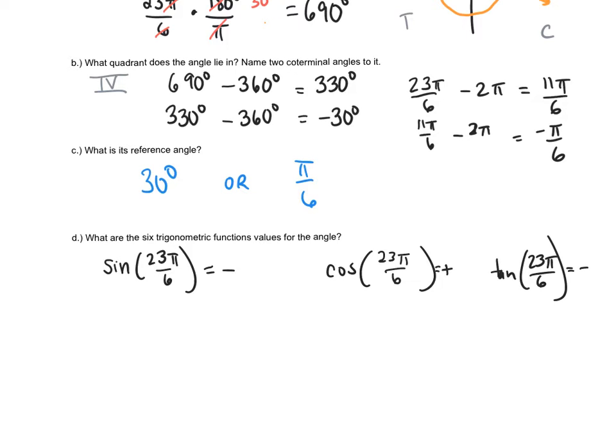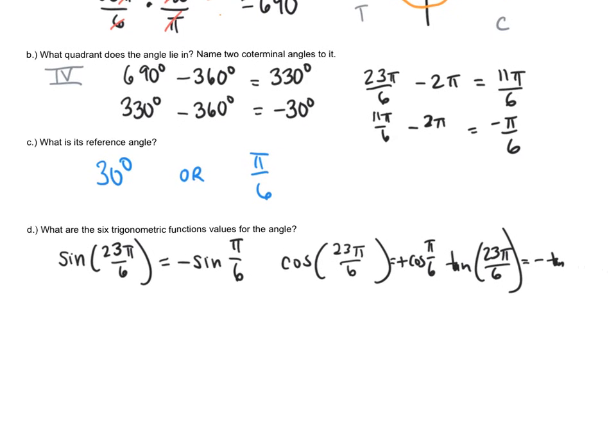And so now, once I know the signs, I can just use the reference angle. Sine pi over 6, cosine pi over 6, and tangent pi over 6. Now, we know pi over 6 pretty well because we have the reference triangle for pi over 6, which is 30 degrees. We have 30, 60, 90, 1, root 3, and 2. So the sine of pi over 6 is opposite over hypotenuse. So this is going to be negative 1/2.